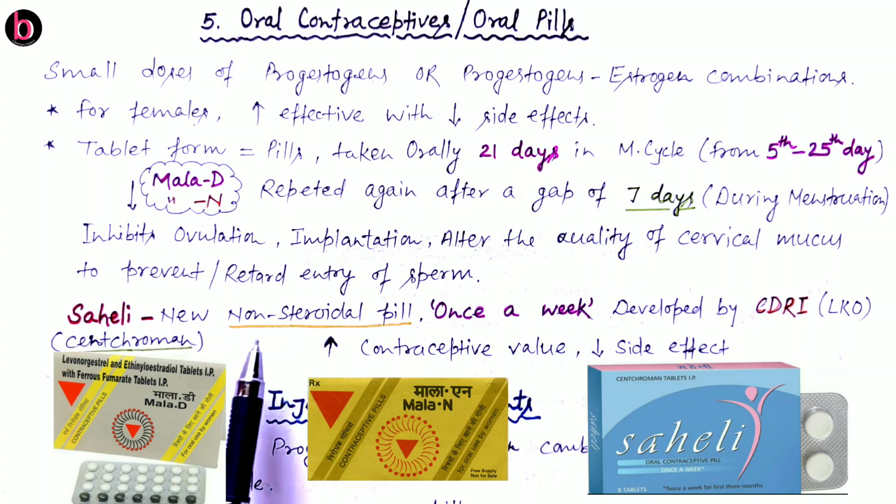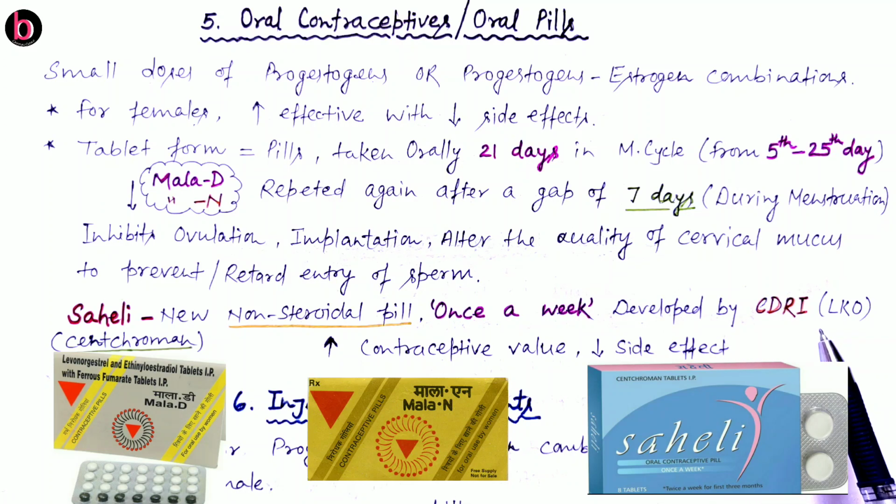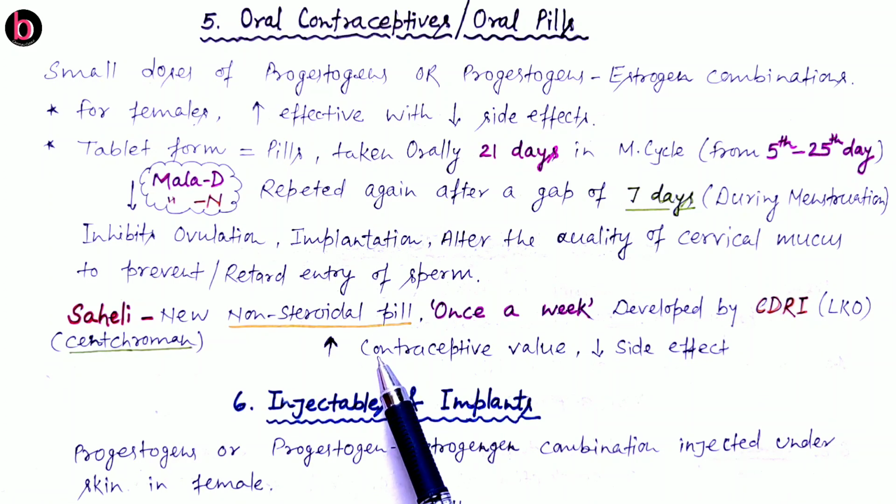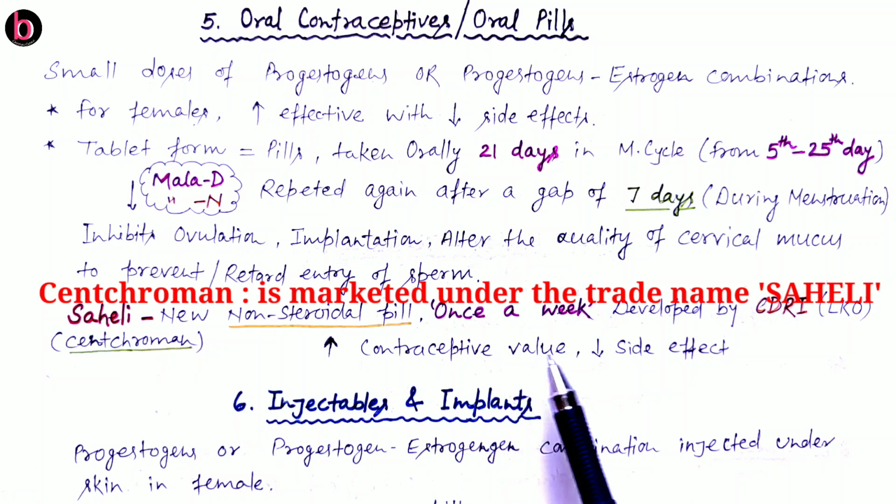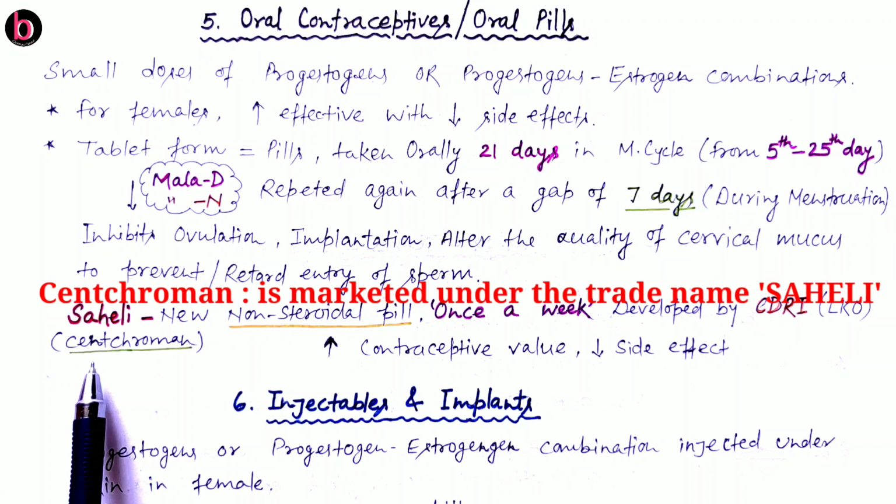Saheli is a very new oral non-steroidal contraceptive pill. It is commonly also known as the once a week pill. This pill was developed by CDRI, the Central Drug Research Institute of India, located in Lucknow, Uttar Pradesh. This pill is of high contraceptive value with lower side effects, and its chemical composition is also known as centchroman.